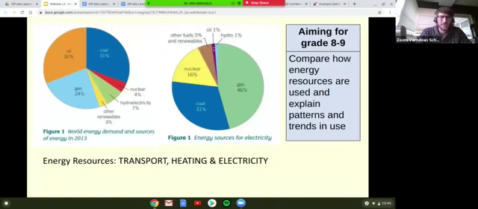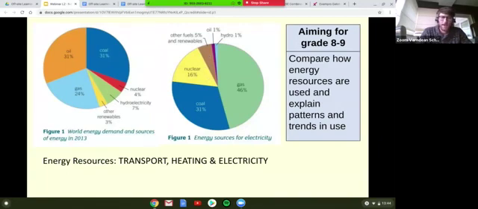So for example, the amount of oil used for generating electricity from the first graph to the second graph is obviously much, much lower, because if we can, we need to be doing it through means which don't produce pollution, like nuclear, which doesn't produce any of those greenhouse gases, or other renewables, like these 5% that we've got here.